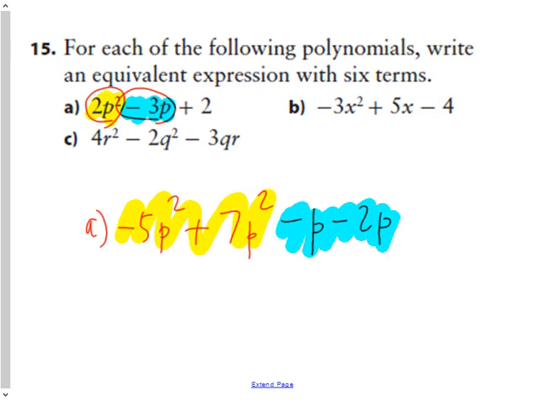And finally, the last one, a positive 2. I'm going to keep it easy. A plus 1 and a plus 1 make a plus 2. So this three-term expression now becomes this sixth one. And you could have infinite variations of that same one.